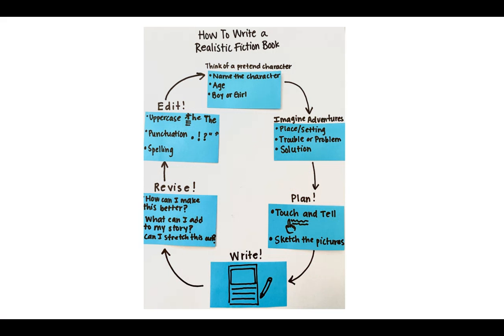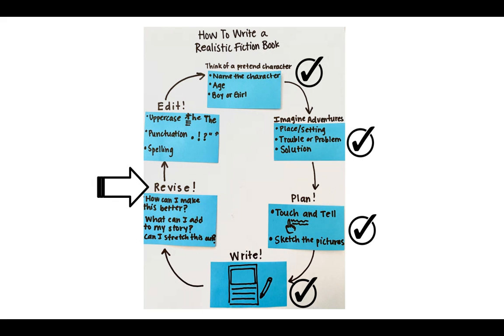Let's think about how to write a realistic fiction book, because we have accomplished so many things so far. We have learned how to think of a pretend character. We've learned to imagine adventures, thinking of the problem and even a solution. We have already planned by touching and telling our story and sketching the pictures. And in the past few days, we've been writing up a storm. So the next phase in writing a realistic fiction book is, you guessed it, to revise.